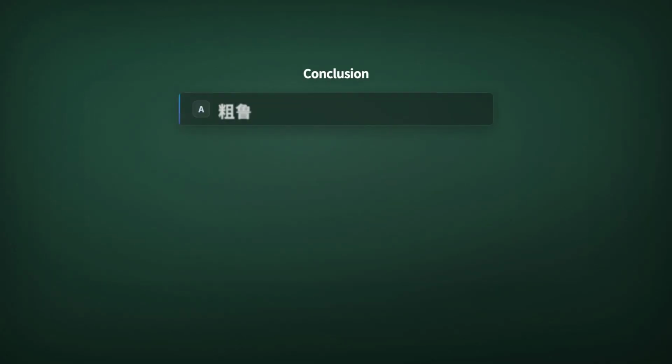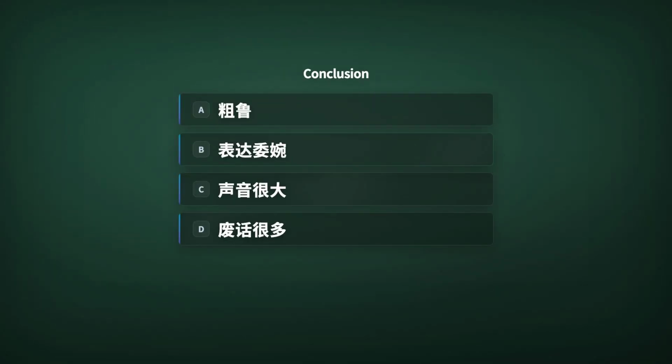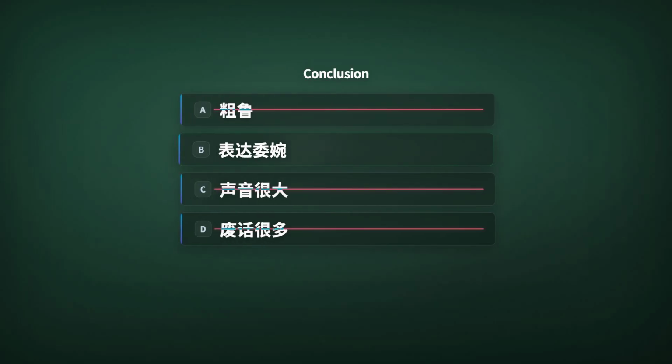To summarize, the correct answer is B, which means expressing in a euphemistic or implicit way. This matches the context where someone avoids direct criticism. For vocabulary questions like this, always look for context clues such as negations, adverbs, and surrounding phrases.